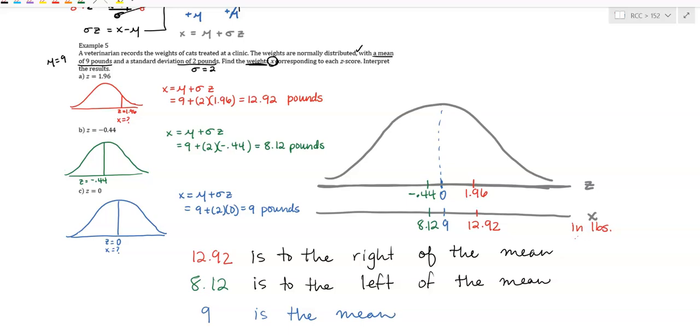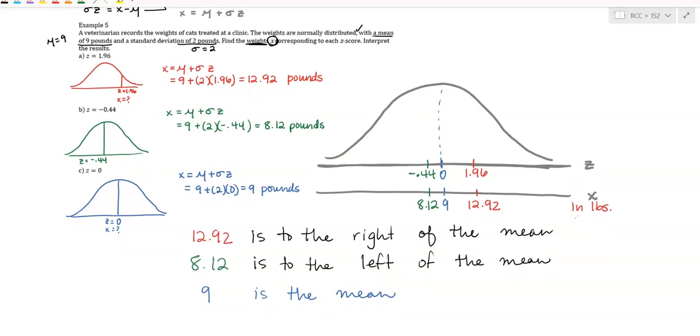On all these interpretations, these are not great interpretations, you all, until I add some units in. 12.92 pounds is to the right of the mean. 8.12 pounds is to the left of the mean. And 9 pounds is the mean. Remember, what we're talking about in the context here is the weight of all these cats that are at the vet.